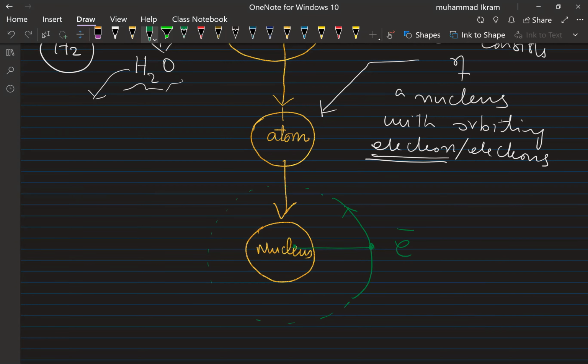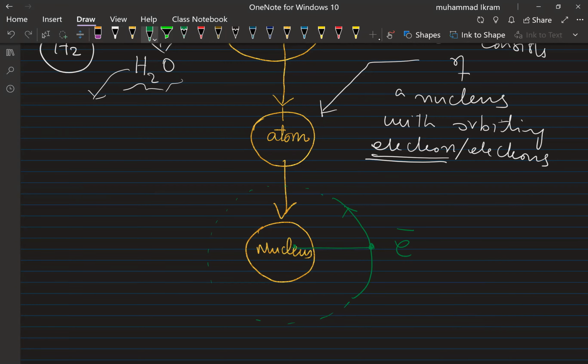Now in the liquid, the story is somewhat different. In the liquid, the distance between the molecules is much greater than in the solid, as you see here. So they are a little bit apart from each other. This makes the intermolecular forces a bit weaker than in the solids.